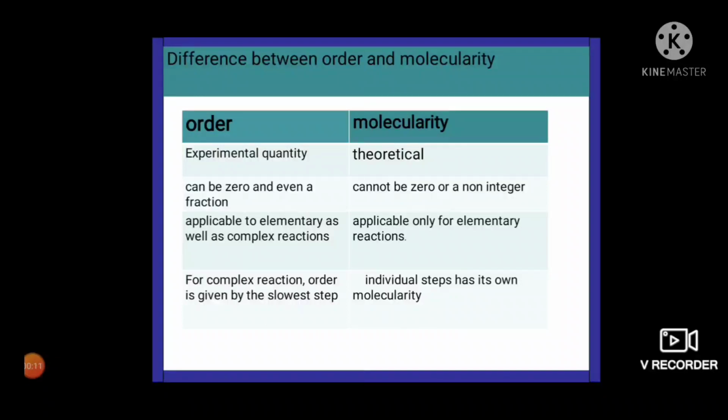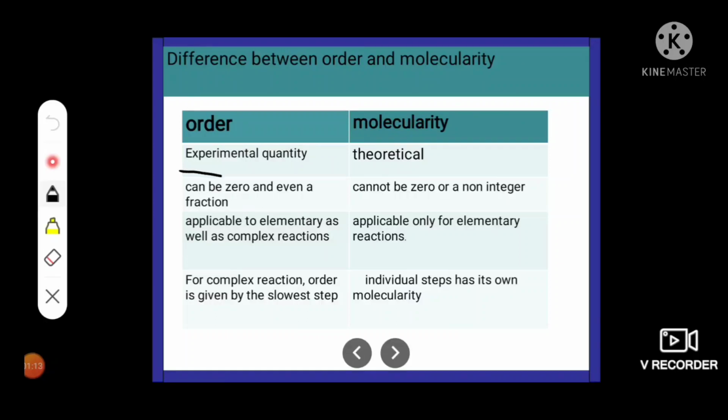Molecularity and order. Order is the sum of the powers of the concentration terms in the rate law. And molecularity is the number of reacting molecules, atoms or ions which collide simultaneously to bring about the reaction. Order is an experimental quantity and molecularity is a theoretical concept. Order can be zero and even a fraction. Molecularity cannot be zero or non-integers.